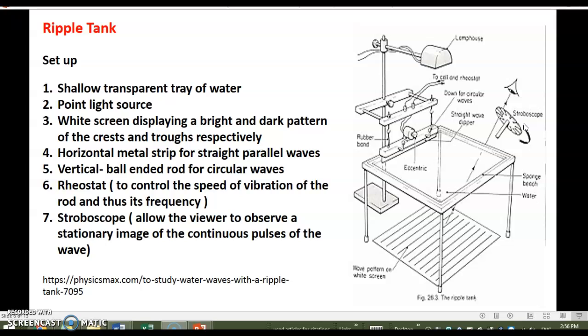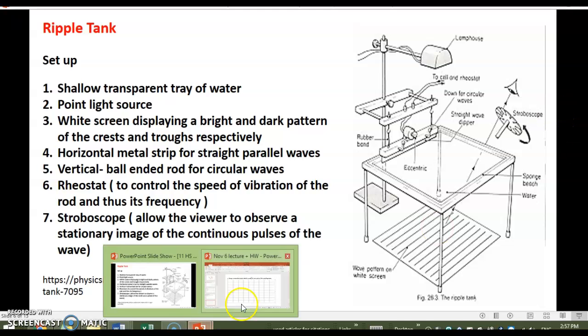It allows us to have a stationary image of an object that is moving or something that is in motion, so that we can study the characteristics here. And in this case, we get a stationary image of the wave. You can check out more videos on YouTube about stroboscopes and about ripple tanks.